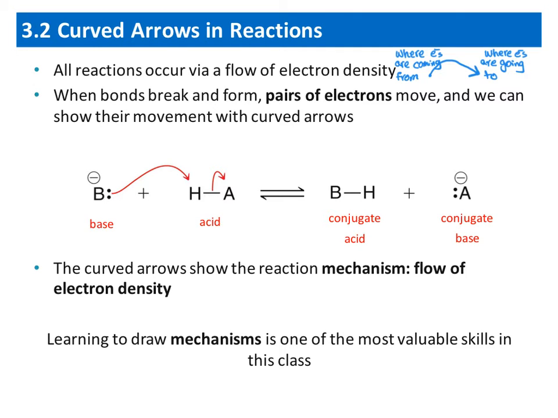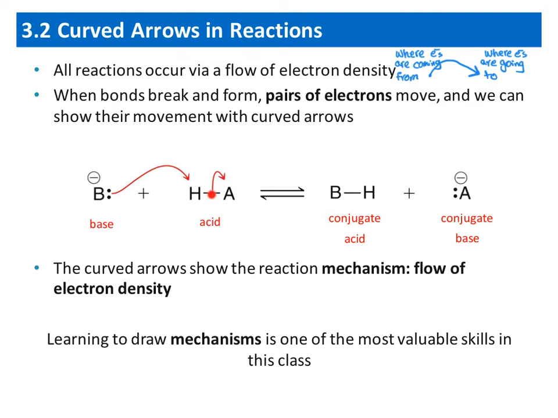Now, if you look at this generic reaction, the base takes the proton from the acid. So our source of electrons is in the base, so we have the tail of the arrow on the base, and it goes to the proton. We know that a proton is a hydrogen without electrons, so it lacks electrons. Therefore, the base can bind to the proton.